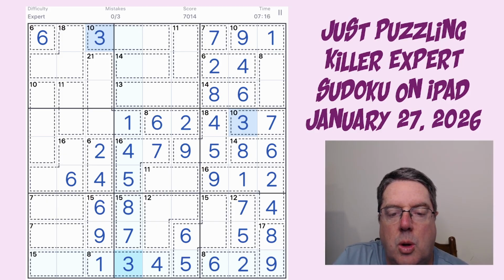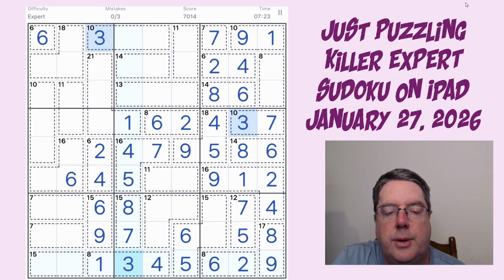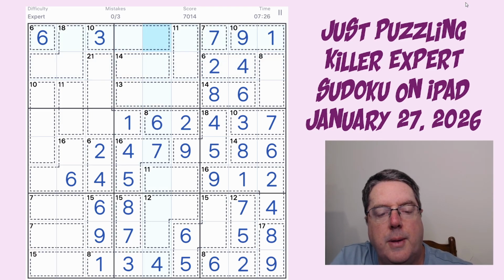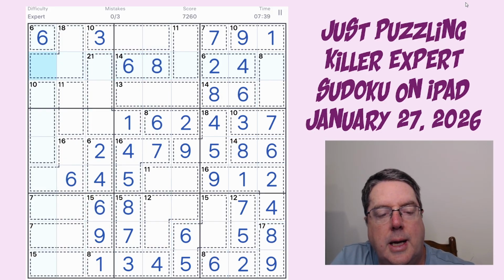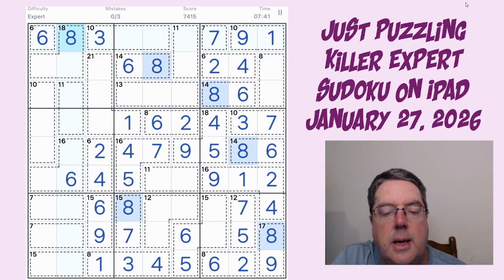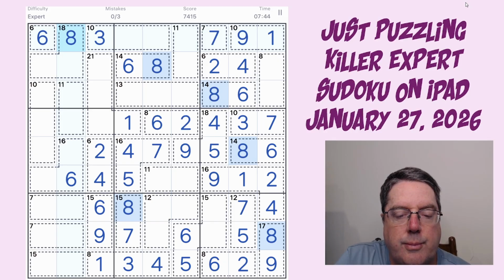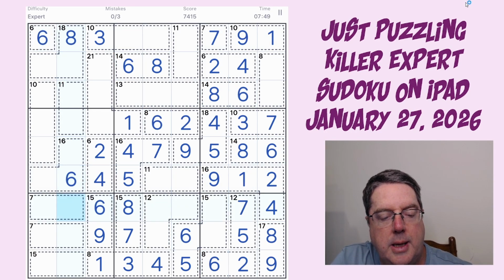5, 6, 2, 9. 8, 6. 6 can be here and here. 6 can't be there. 6 can't be there. So 6 comes up here. 6 comes up here. 6 comes across here. If that was a 6, that has to be a 1. Can't be there. So this is going to be a 6, leaving this to be an 8. 8 comes across here. 8 comes across here. So that's an 8 there. 8 comes down here, so this is an 8 here, leaving this to be a 7.